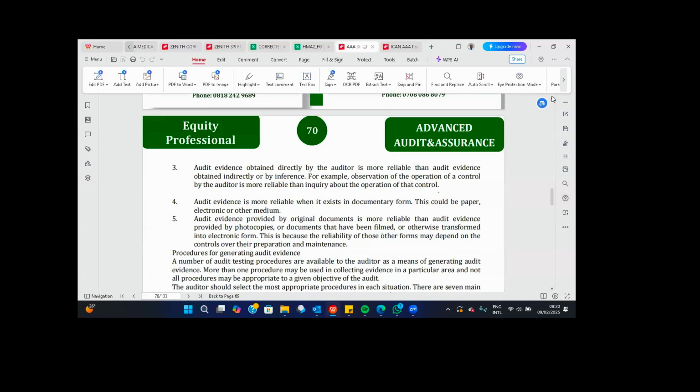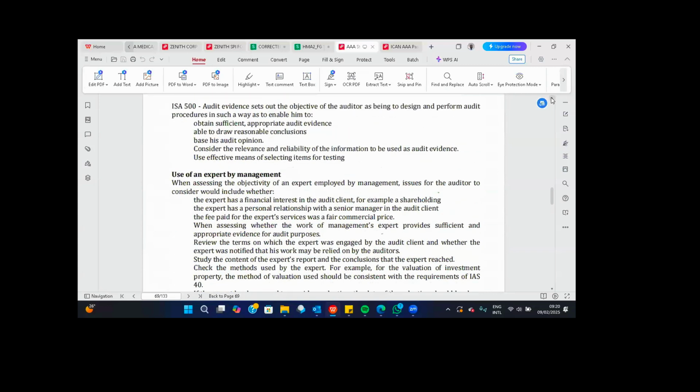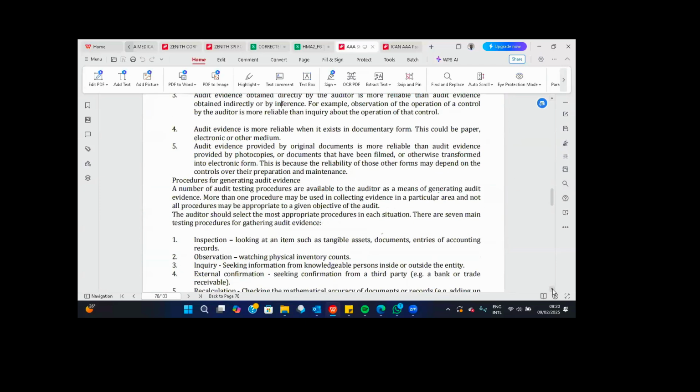All right, so let's go back to where we were discussing. I just need to explain that before we continue. Okay, so we are talking about, I want to come back to this one. Okay, use the work of an expert. I'll come back to this. Let's go on to the method of obtaining audit evidence. We'll come back to that.